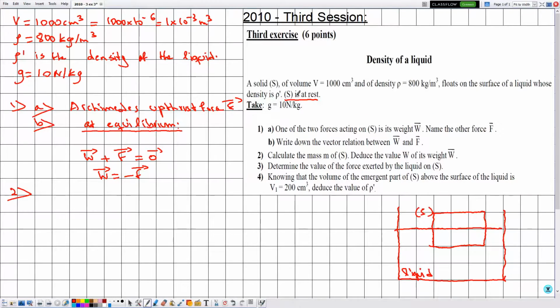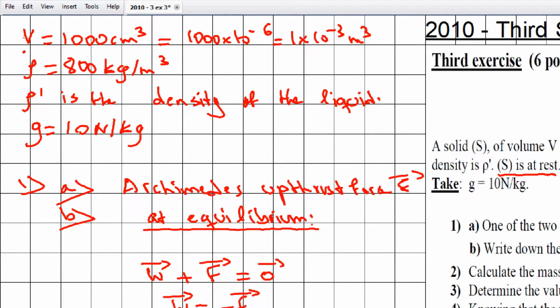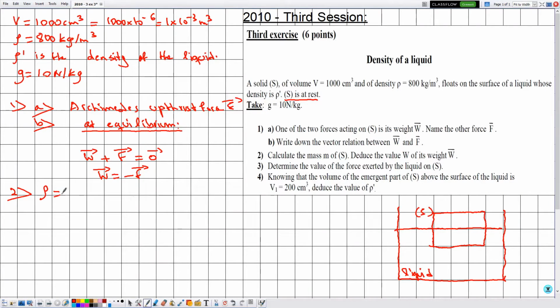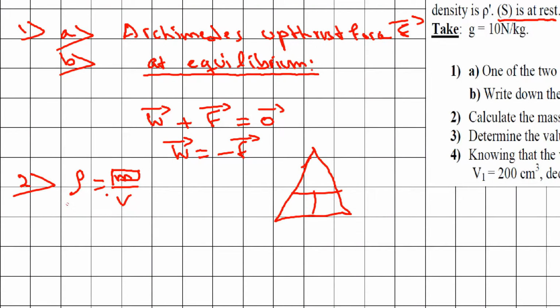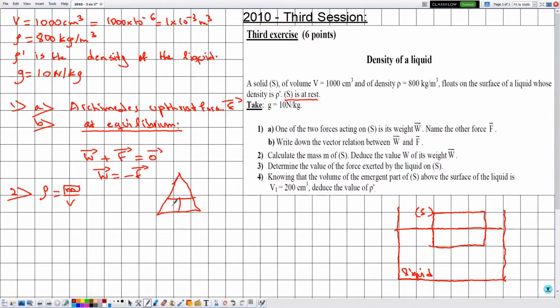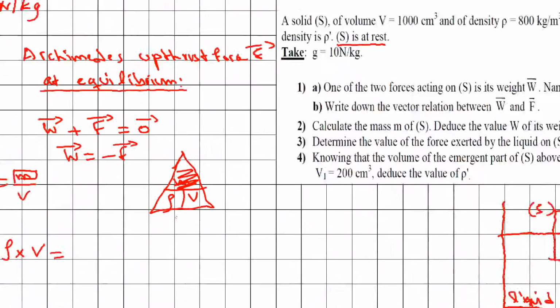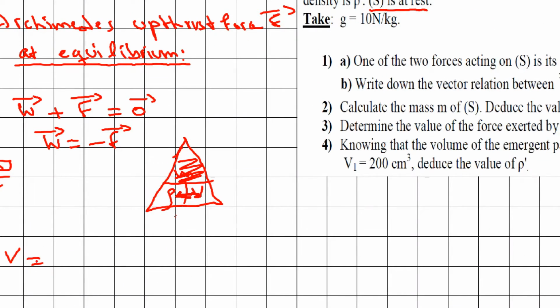However, here, because we have the volume of the cube, which is given by 1 times 10 to the power minus 3, and we have the value of rho, which is given by 800, we know that the density, mass, and volume are related via the following formula. Knowing that we are interested in determining the value of m, constructing the triangle of this formula, because we have divide, then rho will be at the bottom, m at the top, V here. We are interested in determining the value of m. Then m is given by density multiplied by volume. So m is equal to density multiplied by volume.